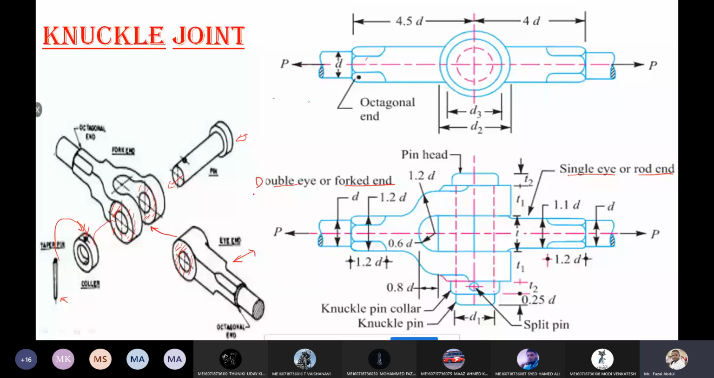Now before starting this, the terminology. Capital P represents the applied load, maybe tension or compression, and d is the diameter of the rod. Here it is indicated, diameter of the rod, and d1 is the diameter of the pin. d1 is the diameter of the pin. And d2 is the outer diameter of the eye, meaning this one.